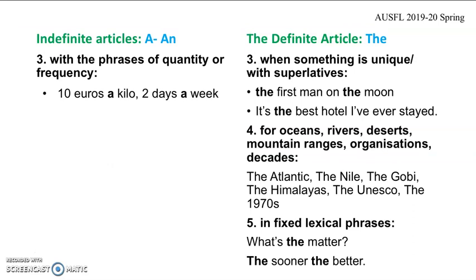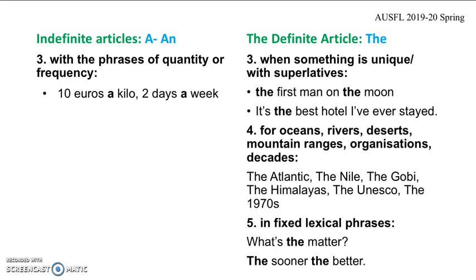Rule number 3. Indefinite articles are used with the phrases of quantity or frequency. 10 euros a kilo, quantity. 2 days a week, frequency. And rule number 3 for the definite article, it is used when something is unique. Or we also use it with superlative adjectives. For example, the first man on the moon. Here, the moon is something unique. It's the best hotel I've ever stayed. The best is a superlative adjective.